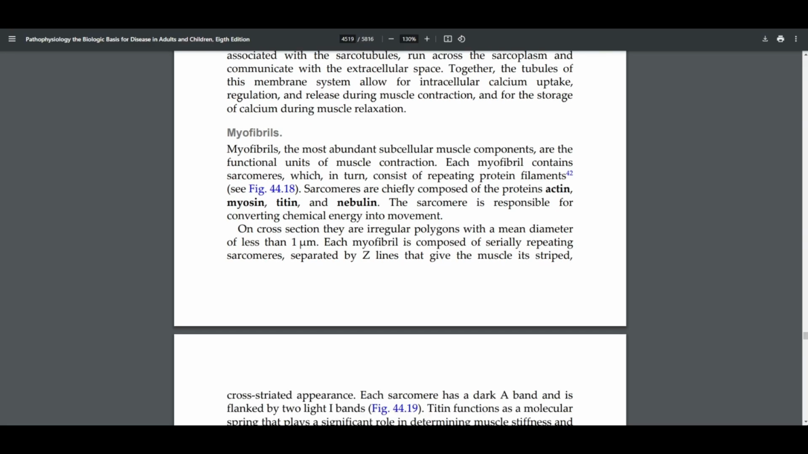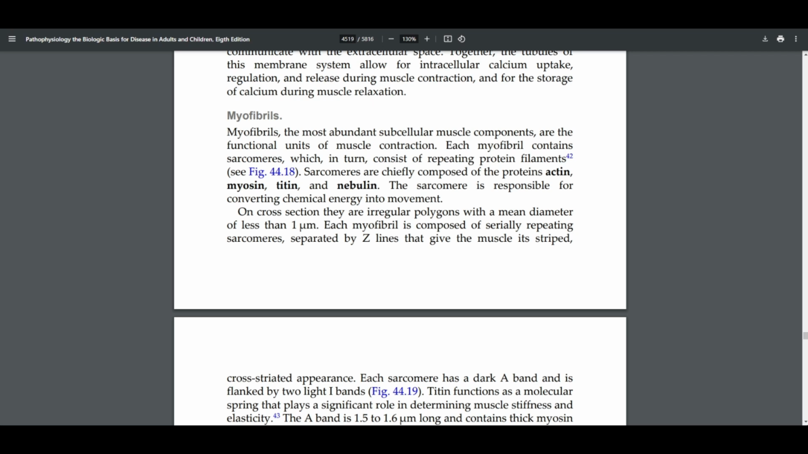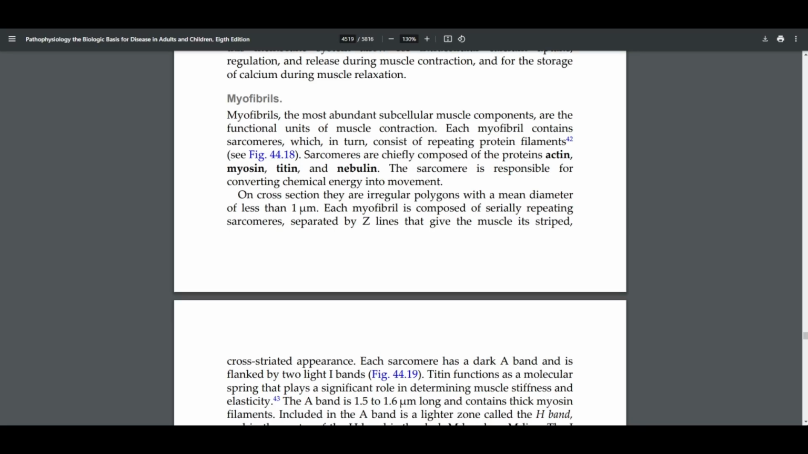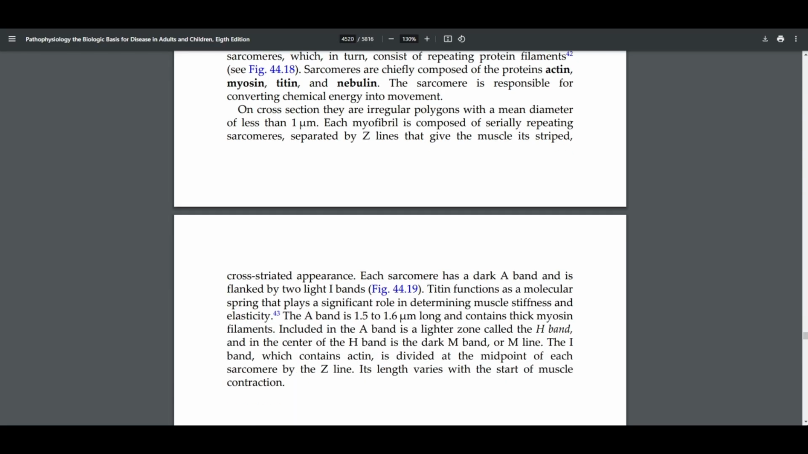Now, myofibrils. Myofibrils, the most abundant subcellular muscle component, are the functional units of muscle contraction. Each myofibril contains sarcomeres, which in turn consist of repeating protein filaments. Sarcomeres are chiefly composed of the proteins actin, myosin, titin, and nebulin. The sarcomere is responsible for converting chemical energy into movement. On cross-section, they are irregular polygons with a mean diameter of less than 1 micrometer.